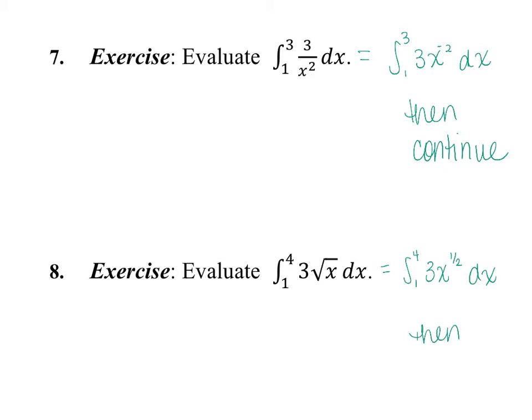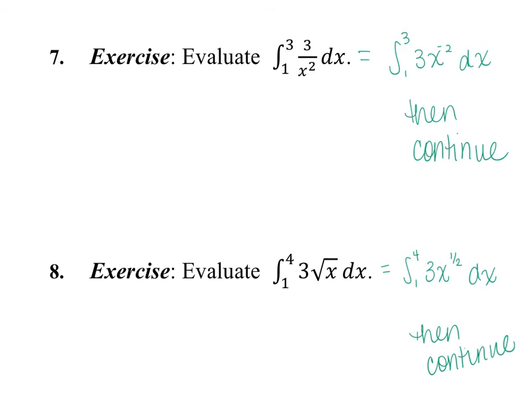Then continue. So when you're working, just like with derivatives, you want to simplify where it kind of just looks like a polynomial. And then you can use your properties a little bit easier of adding 1 to your exponent and dividing by the same value.